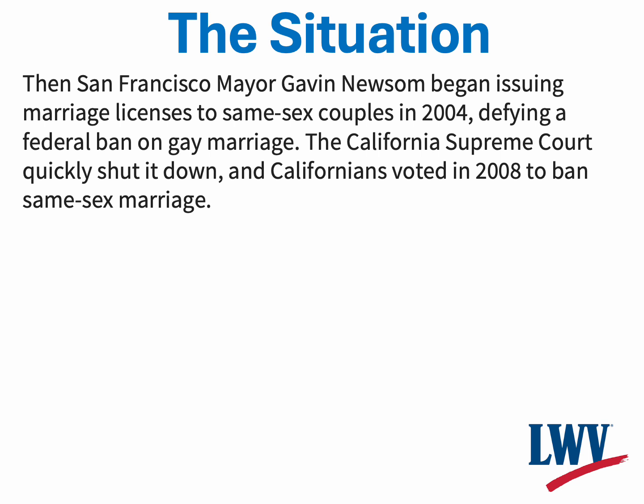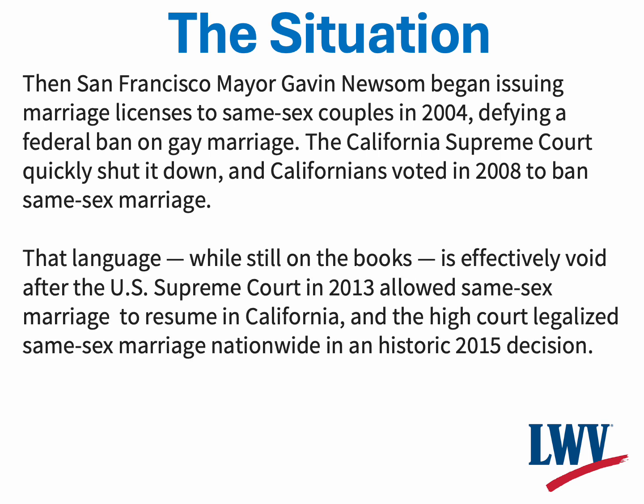So here's the situation. In 2004, the mayor of San Francisco, Gavin Newsom, was issuing marriage licenses to same-sex couples despite that it was contrary to federal law. The Supreme Court shut this practice down in a ruling. In addition, California voters voted to ban same-sex marriage in 2008. California's constitution has remained unchanged even in the face of a later Supreme Court ruling that made same-sex marriage legal in California. In 2015, the court legalized same-sex marriage across the country.